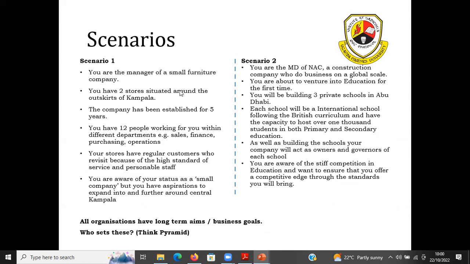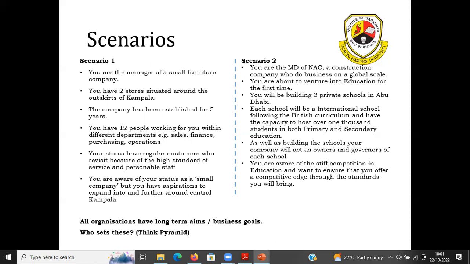The first scenario, you're the manager of a small furniture company. You have two stores situated around the outskirts of Kampala. The company has been established for five years. You have 12 people working for you, and these are in departments of sales, finance, purchasing, and operations. Your stores have regular customers who revisit. You are aware of your status as a small company, but you have aspirations to expand into and further around central Kampala. Yeah? You have those aspirations.